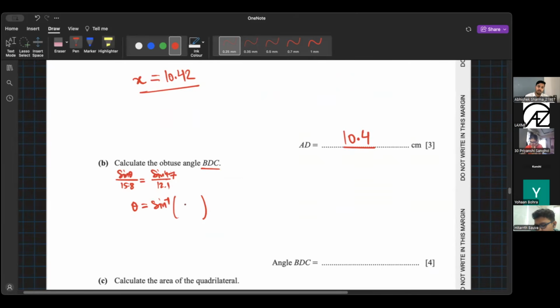So the value is 0.95499. So theta will be sine inverse of the answer, that is 72.744. Is that the answer? No, that's not the answer. Wait, you need the obtuse angle. That means you have to now use ASTC. You have to subtract it from 180.